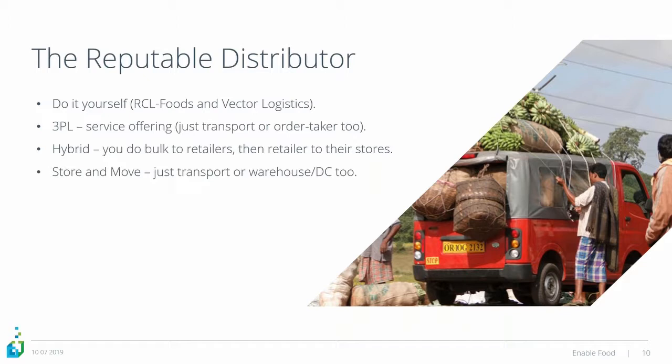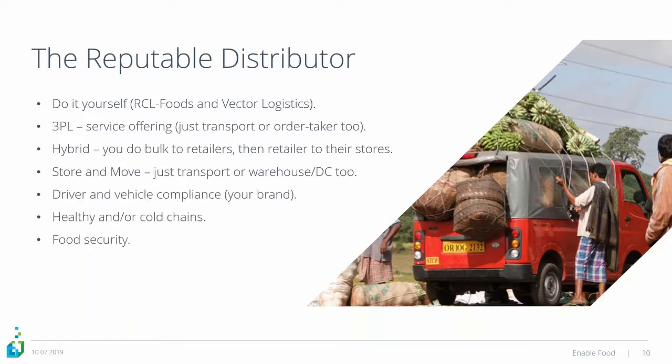So as I said, there's store and move. So some of these 3PLs, they'll run your warehouse as well as run the transport. So you've got to look, you can do just the transport or you can do the distribution. Now, the thing you have to ask yourself as a food manufacturer or distributor is, what am I good at? What do I want to spend my time at? And how do I get this working best for my end consumer?